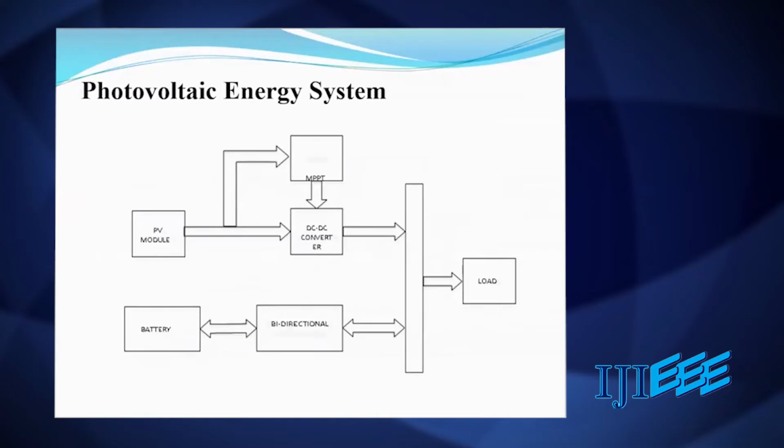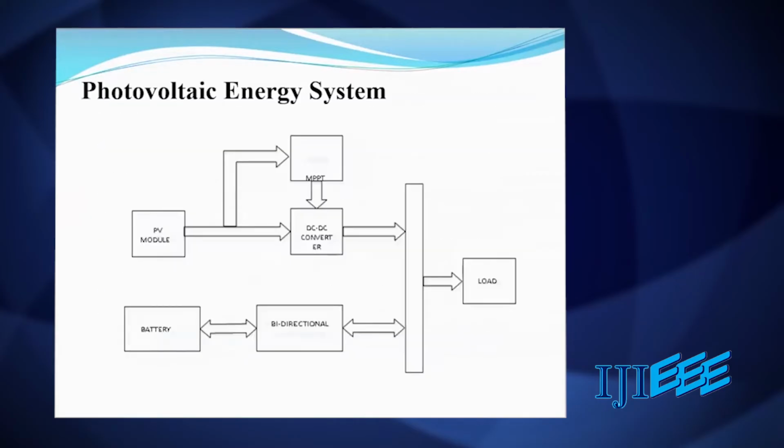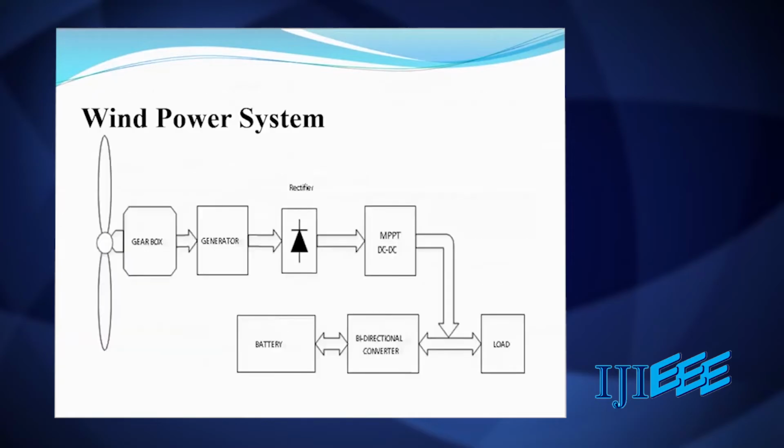Here is the basic block diagram of the photovoltaic energy system. The PV system contains a PV module, DC to DC converter, battery, MPPT, and a bidirectional battery. The DC to DC converter changes the level of voltage to match it with the electrical appliances. The DC to DC converter may be either buck or boost, and here we are using the boost converter.